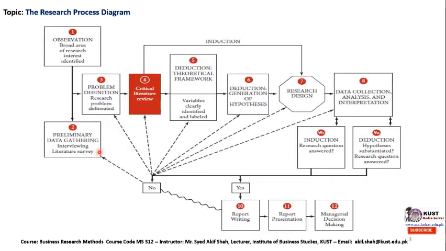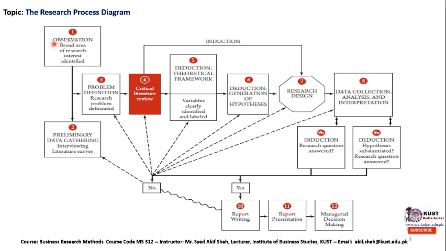Dear student, this is a complete research process diagram which is depicting the deductive as well as inductive research approach towards a scientific research process. It has a series of steps, and the arrowheads are showing the connection, or the linkages, between each step. This research process starts with the first step, that is the observation.